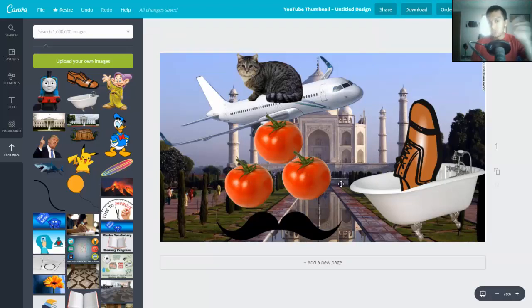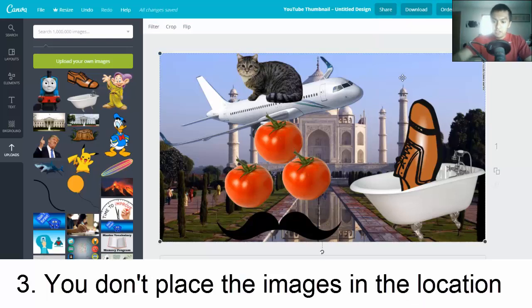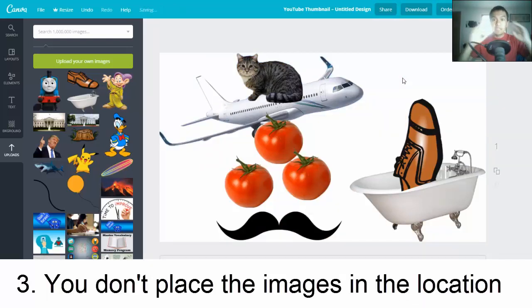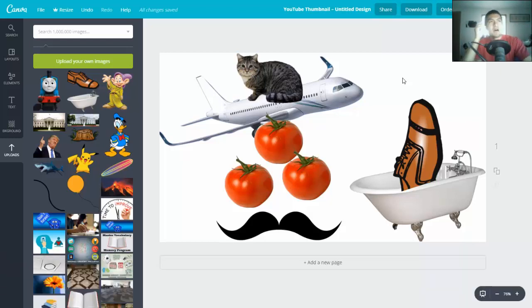Now the last reason, the third reason, is that you forget the location. You just completely forget the location. So you have this story, right? You're like, oh yeah, I see the cat on a plane, dropping tomatoes on a mustache. The shoe is just relaxing in a tub. Oh, wait, where did I put it again? And depending on what you're memorizing, forgetting the location could be crucial.